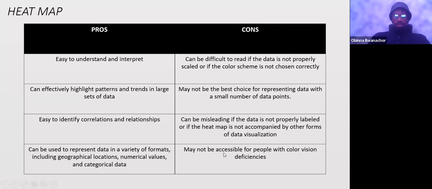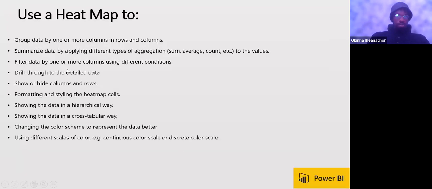And then there are people who have visual impairments. So the heat map, right, the colors, right, it might be inaccessible for them. So people who have maybe color blindness or other visual impairments might find it hard to interpret data from the heat map. So in addition to the matrix visual, these are all the same uses of the matrix visual, but then you can also use this to change the color scheme to represent data better, and also use different scales of color, e.g. continuous color scale or discrete color scale.